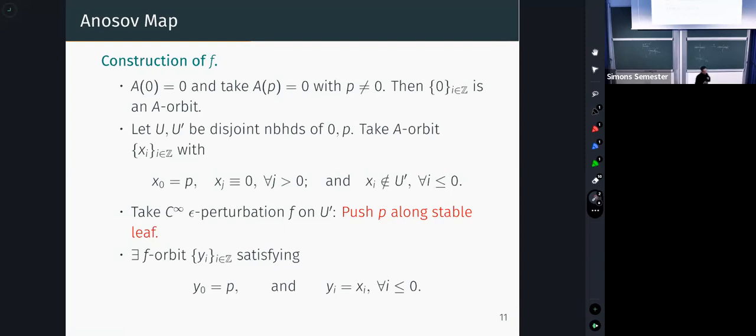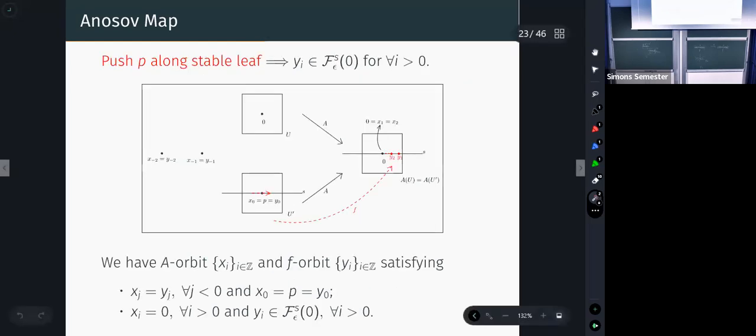Because your perturbation preserves the stable manifolds, it maps to here. Because we don't put any perturbations on these parts, zero is still the fixed point of your F. So Y1 after iteration will converge to zero, right? Because this is still contracting along the stable manifolds. Basically you have an F orbit Y_i, that at 0 points is equal to P. And for all negative orbits, Y_i is equal to X_i, because your perturbations are in this small region but your negative orbits never enter here. So it never changes. That's the picture. Sorry, I reversed it. So you push it here, and you can see all the positive orbits of P under F are in here, but converge to that.